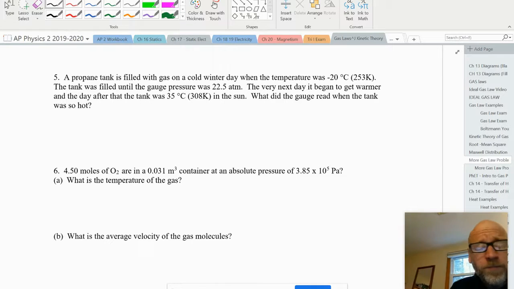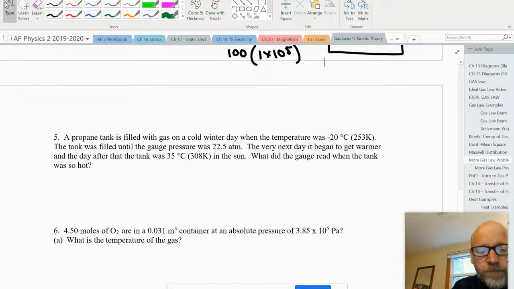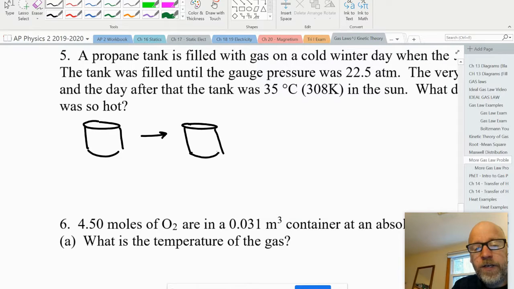Know what I'm going to do? That's right. Let's draw a picture. Here's the tank. I'm sure you could draw a better tank. I'm going to draw it a little smaller. I have enough room to fit in some information. So here's the tank. The first day. Here's the tank. The second day, when heat was added to the system by sitting in the sun.